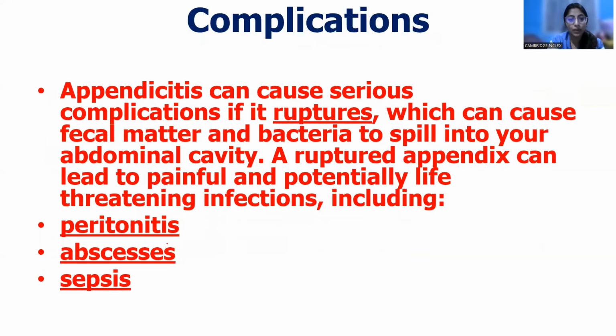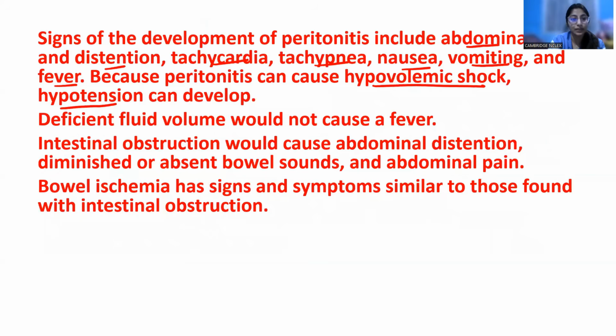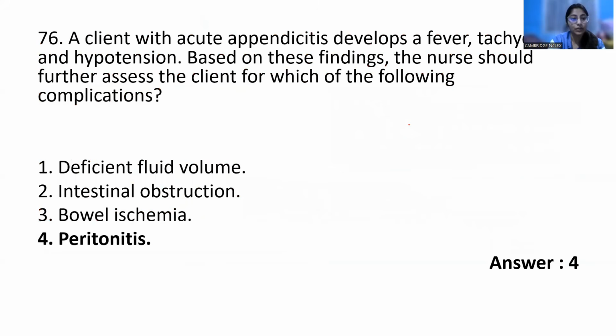Now, talking about complications, appendicitis can cause serious complications if it ruptures. As we saw in the question, it can lead to peritonitis, abscess formation, and sepsis. A ruptured appendix can cause painful and potentially life-threatening infections. So that's everything about appendicitis. Now, let's move on to the next question.